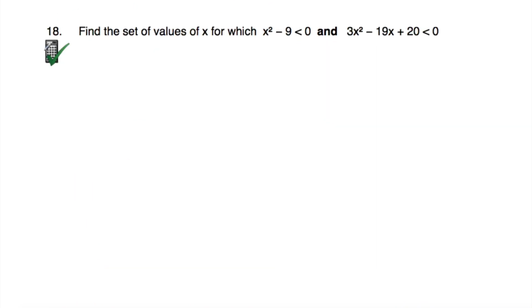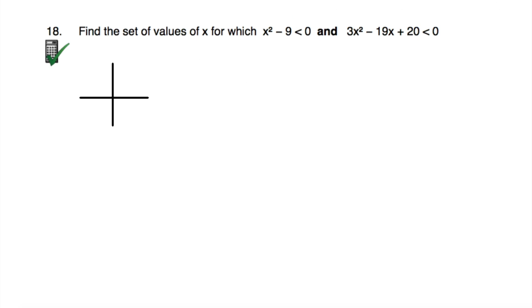Okay, let's look at our next question, question number 18. So question number 18 says, find the set of values of x for which x squared minus 9 is less than 0 and 3x squared minus 19x plus 20 is less than 0 as well. Okay, so let's solve each of these inequalities. So let's start off with the left-hand one.